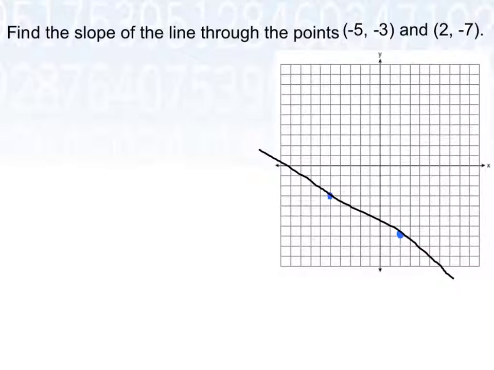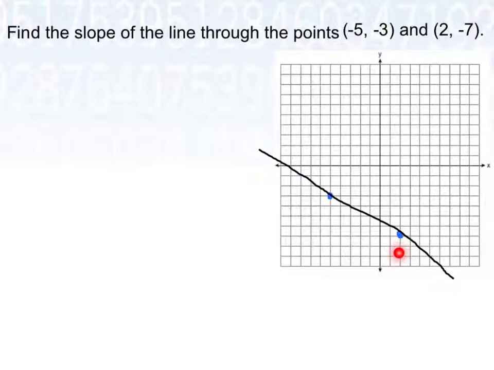Now our goal is to calculate the vertical distance from one point to the other, as well as the horizontal distance from one point to the other. An important thing to think about here is you want to first decide which ordered pair you're going to start with. Are you going to start with (-5, -3), or are you going to start with (2, -7)? We're going to start with (-5, -3). I'll show you that way first, and then we can compare to what happens if we start at (2, -7).